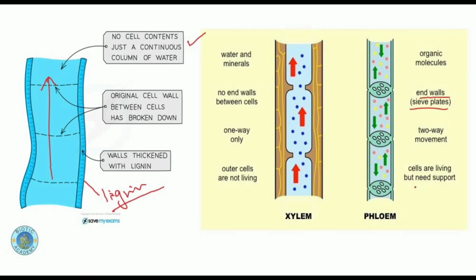The cells are living but need support. They have companion cells along with them, which help to support them and to synthesize. They synthesize protein for these vessels and help them to stand. So these are the topics of this chapter, transport in flowering plants.